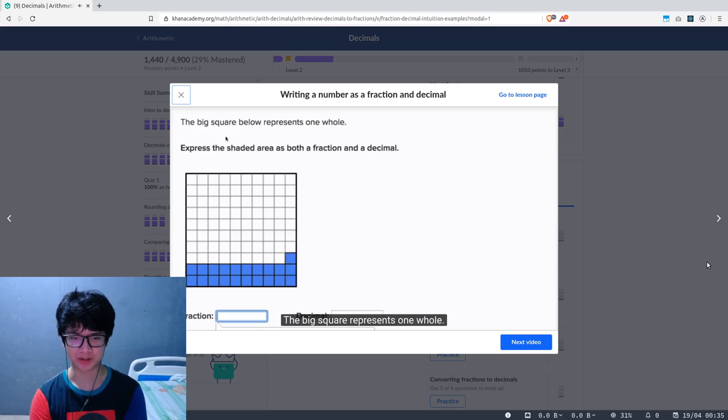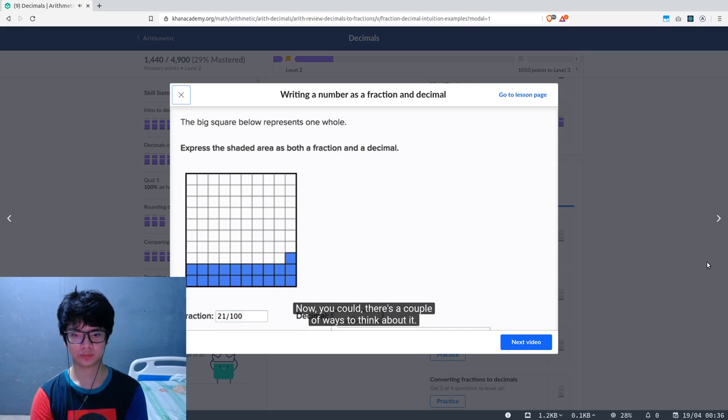The big square represents one whole. Express the shaded area as both a fraction and a decimal. So we've already seen there's 100 of these. The whole is split into 100 small, equal sections. So each of these small squares is a hundredth. And so how many hundredths do we have shaded in? So this is going to be 10 hundredths, 20 hundredths, 21 hundredths. So as a fraction, I'd write that as 21 hundredths.